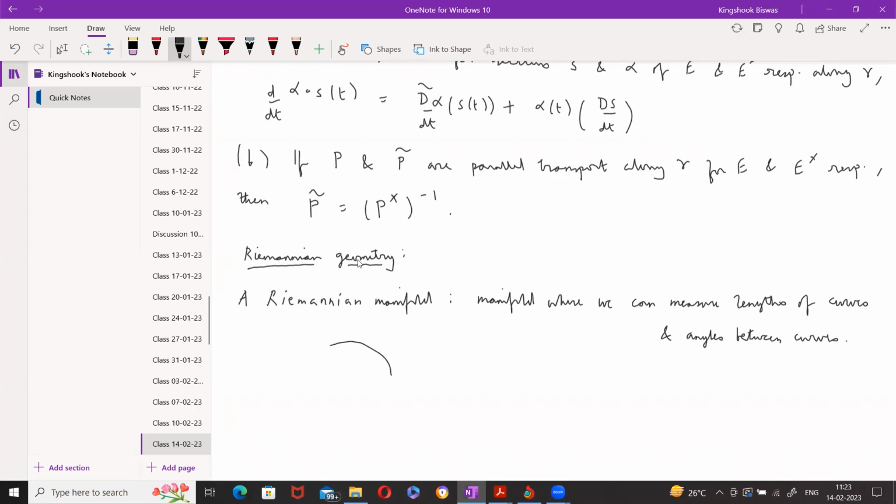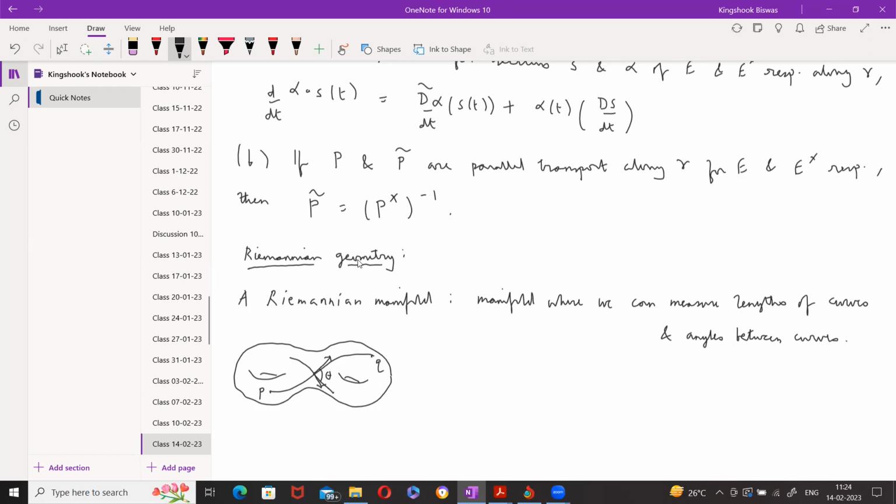So if I have this manifold, and a curve like this, I should be able to measure its length from the starting point P to the ending point Q. And if I have another curve which intersects it at a point, then I should be able to measure the angle of intersection between these two curves, right?